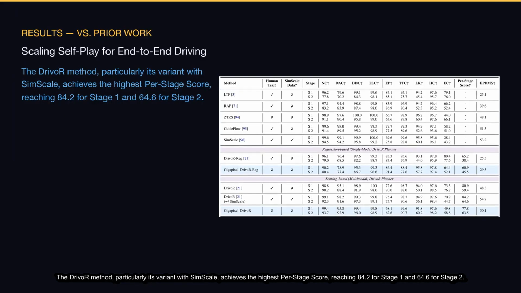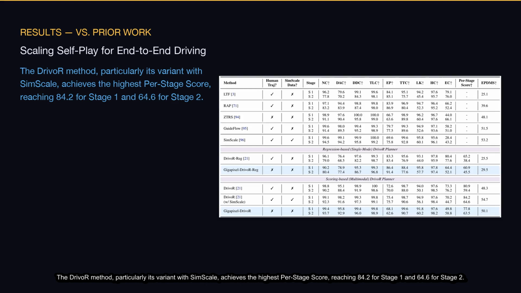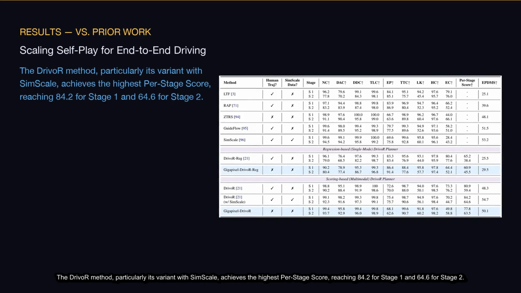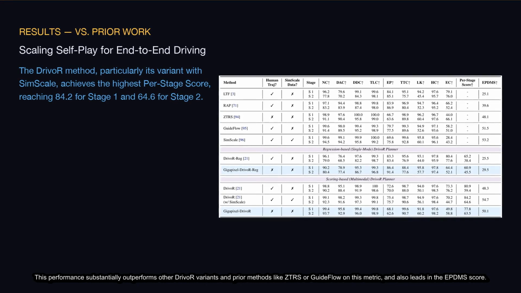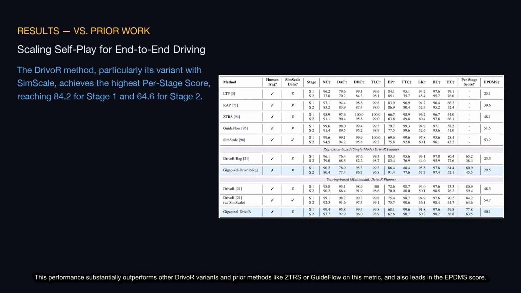The DrivOR method, particularly its variant with HumanScale, achieves the highest per-stage score, reaching 84.2 for Stage 1 and 64.6 for Stage 2. This performance substantially outperforms other DrivOR variants and prior methods like ZTRS or GuideFlow on this metric, and also leads in the EPDMS score.